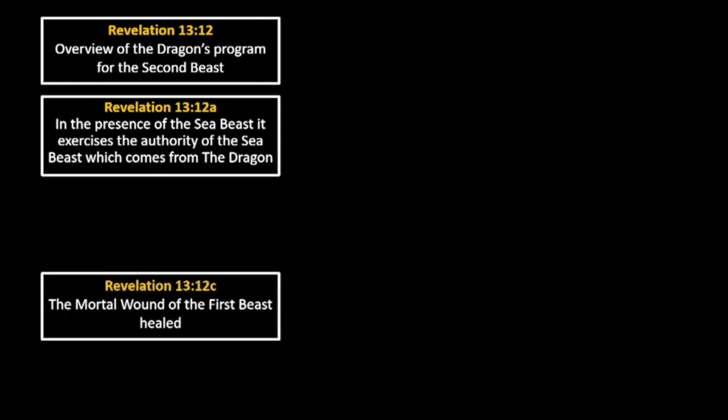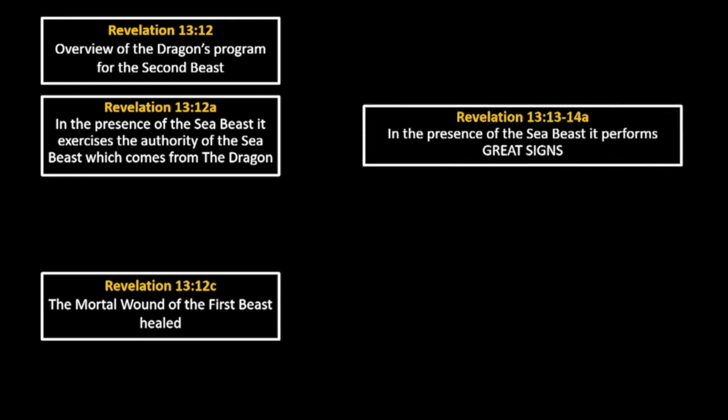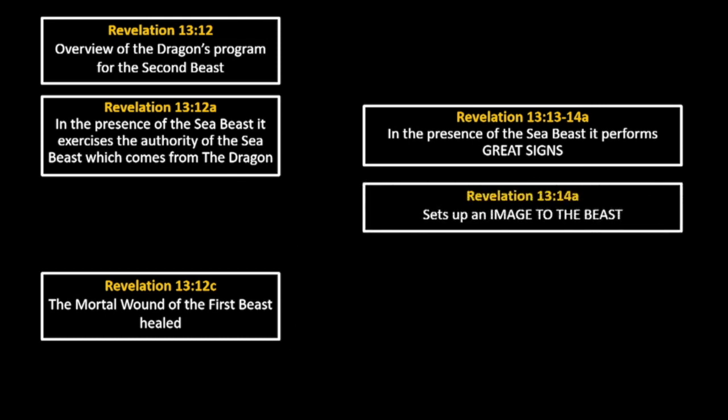Chapter 13, verse 12. First part of verse 12. I should have done this in color. I'm sorry, I ran out of time to revise. In the presence of the sea beast, it exercises the authority of the sea beast, which comes from the dragon. We've seen that. And it's through that exercise its mortal wound is going to be healed. Now, what does it do in the next part? By exercising the authority, it performs great signs. Are we clear?